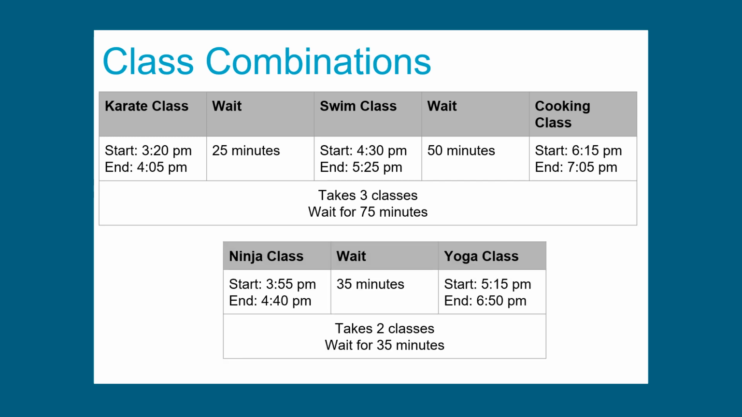Another option would be to take ninja class at 3:55, which ends at 4:40, wait 35 minutes, and start yoga class at 5:15. With this combination, he only takes 2 classes, but he also only has to wait for 35 minutes. Which option is most appealing to you? Why would you prefer that one?